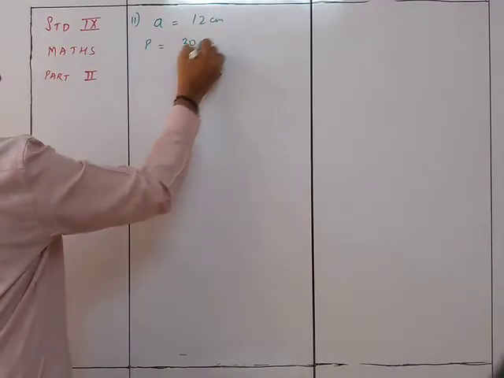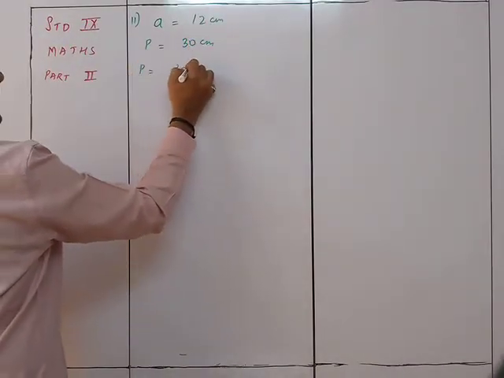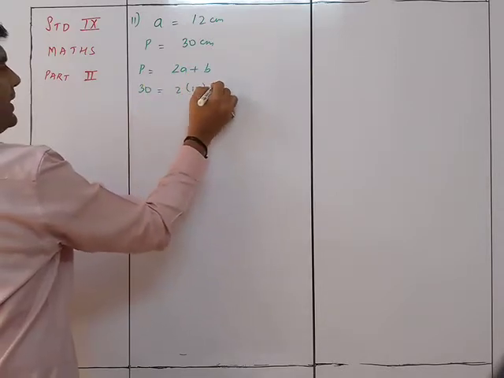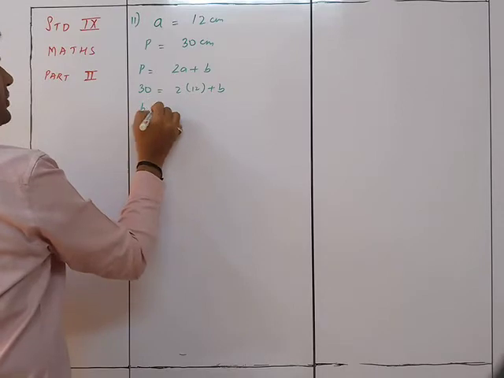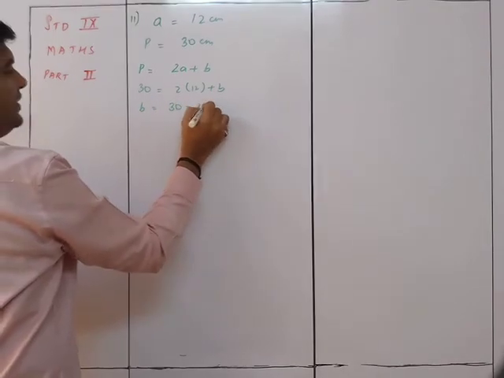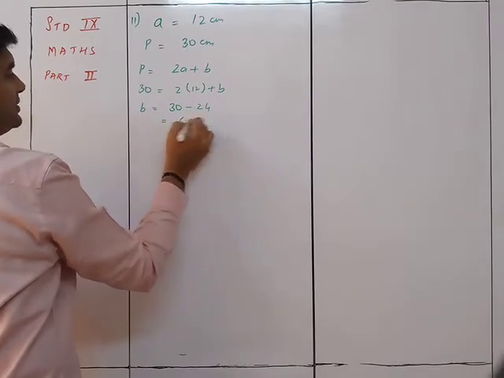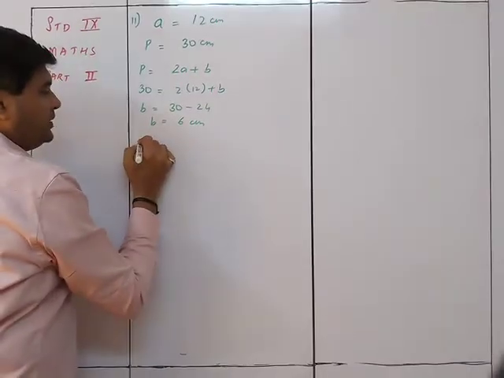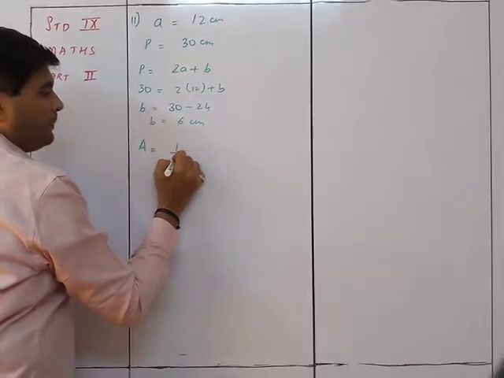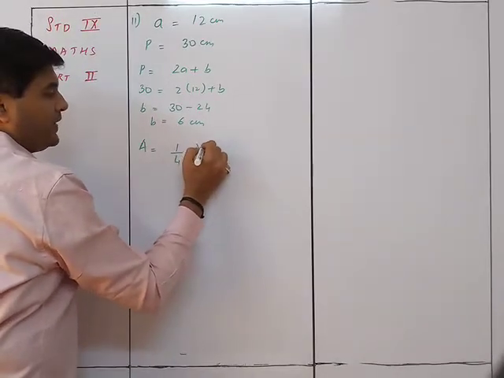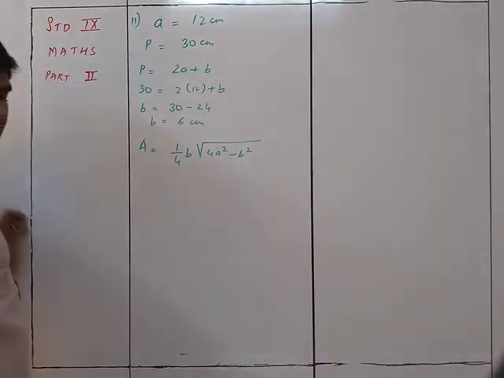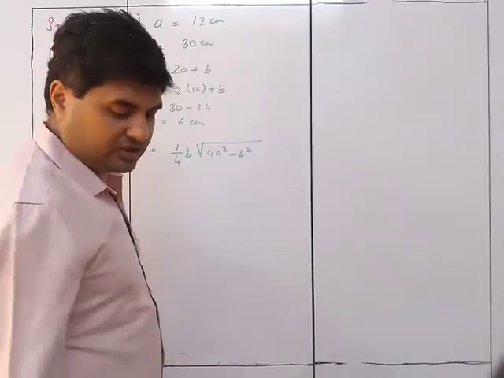We know that perimeter is equal to 2A plus B. So 30 is equal to 2 into 12 plus B. So B is equal to 30 minus 24, which is 6 centimeters. So I know A and I know B. I know the formula: area is equal to 1 upon 4 B square root of 4A square minus B square. That is the formula for the isosceles triangle.